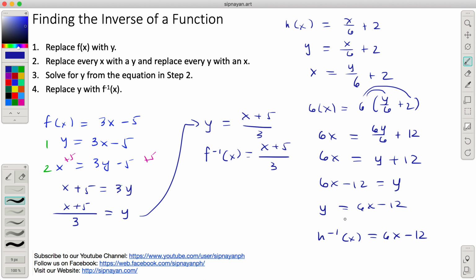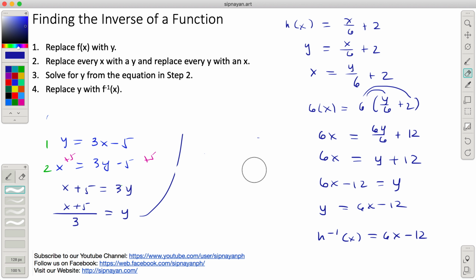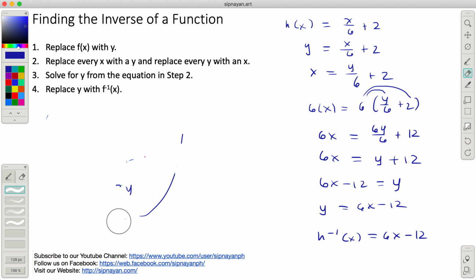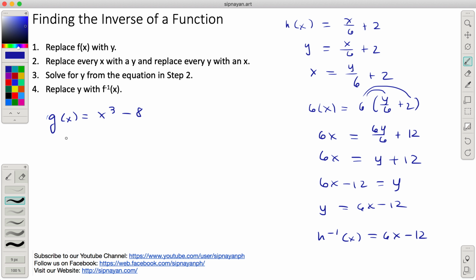Okay, so lastly, we have g of x is equal to x cubed minus 8. So, palitan natin ulit yung g of x ng y. Y equals x cubed minus 8. And then, palitan natin yung y ng x. And then yung x ng y.